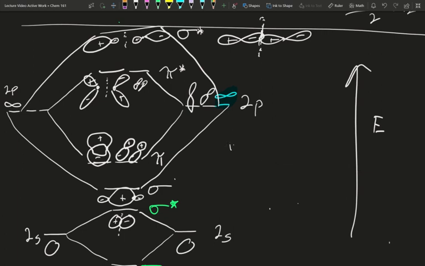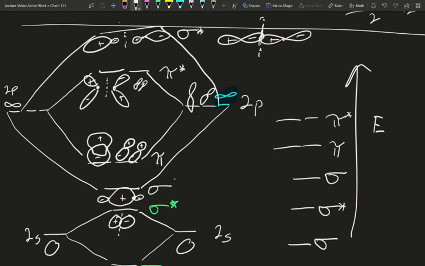This gives us a pattern, though, and it is a fairly consistent pattern, though we will learn a little modification when we get to mixing. But effectively, I end up with a sigma and a sigma star from my S's. I then get another sigma from my P's. I get two pi's. I get two anti-pi. I get one anti-sigma.